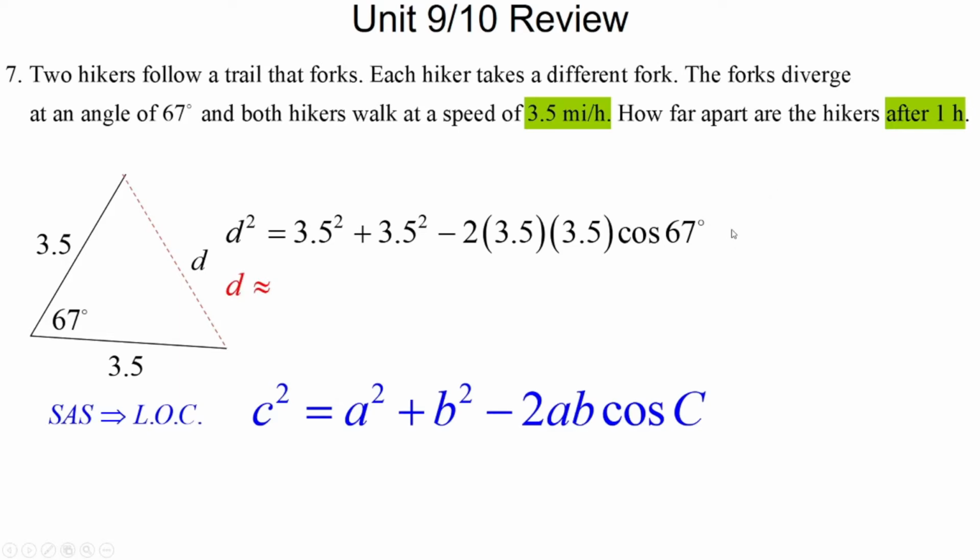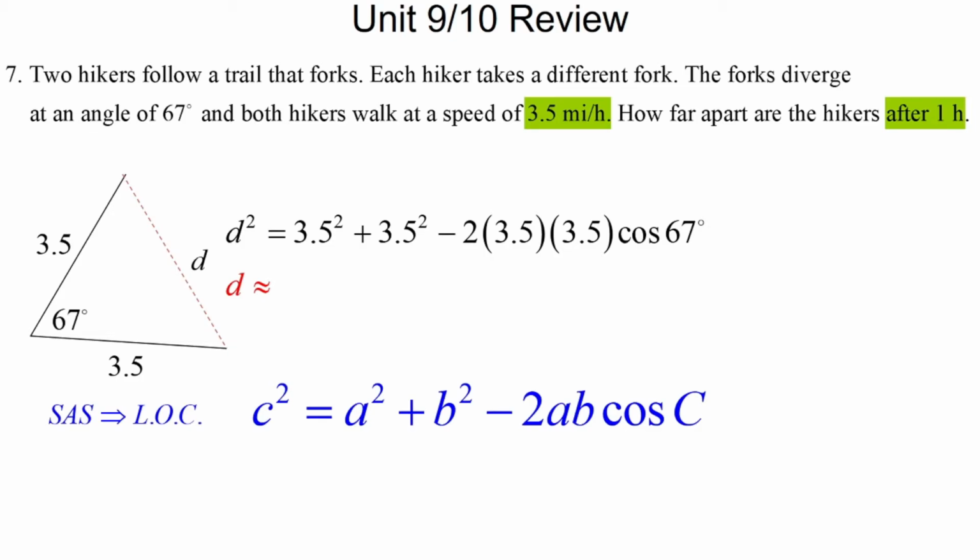So d is, let's punch this out with me. I better charge my batteries. I've been using this calculator a lot lately. Second square root of 3.5 squared plus 3.5 squared minus 2 times 3.5 times 3.5 cosine of 67 degrees. All right. I wish I could see that whole thing on there, but I'm going to trust I did it. We'll catch it if I didn't.